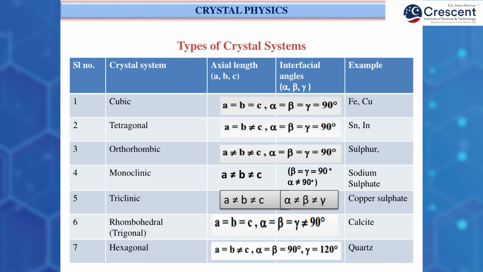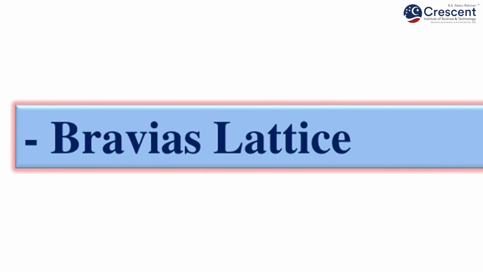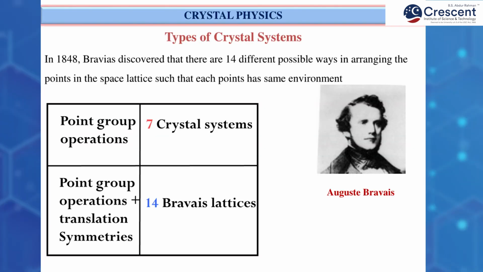As we discussed above, these are the 7 basic crystal systems, whose axial lengths and interfacial angles are known as the lattice parameters, and the examples for each crystal system are given in this table. Next we will see the arrangement of atoms in these 7 basic crystal systems, which is called the Bravais lattice. Here can you see the point group operations? There are basically 7 crystal systems. Within these, there are 14 possible ways of arrangement of atoms, called Bravais lattices. Auguste Bravais is the name of the scientist. Based on this, we have 14 lattices.